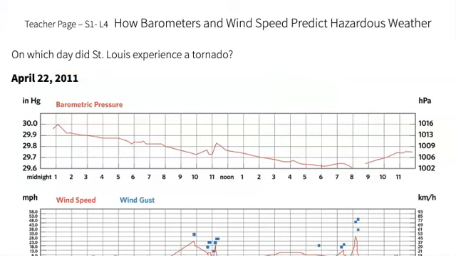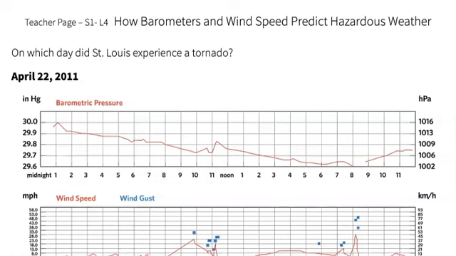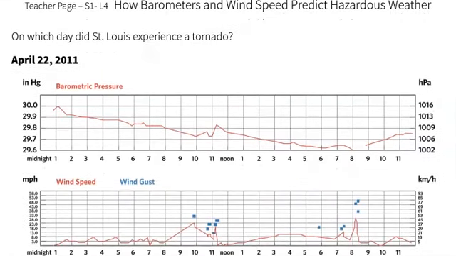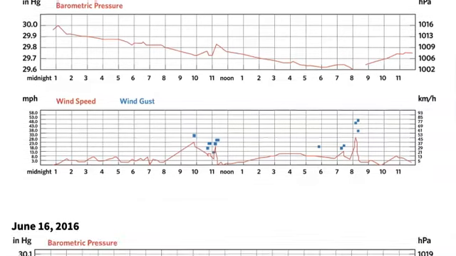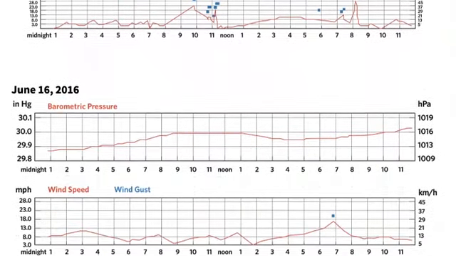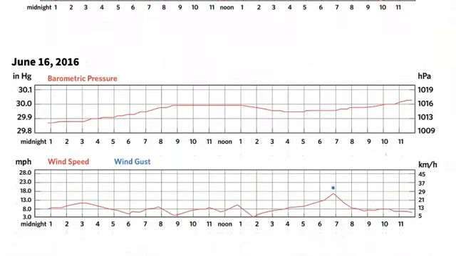Students will observe graphs that depict barometric pressure and wind speeds. They will use this data to try to predict which of the readings occurred on the day of a tornado. In order to answer this question, students need to know that low pressure is often associated with stormy weather, while high pressure is typically associated with clear skies.